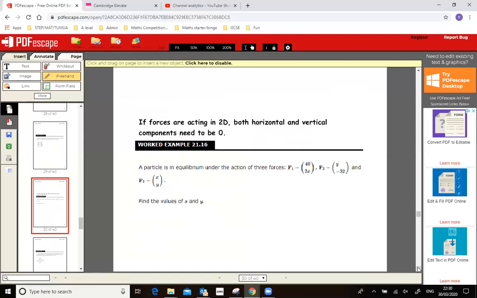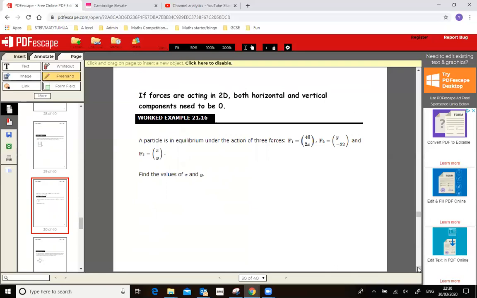So if forces are acting in 2 dimensions, both horizontal and vertical components need to be 0. Just like those 6 simple questions we looked at before, we have to treat the horizontal and vertical directions differently. But again, they should always add up to 0.